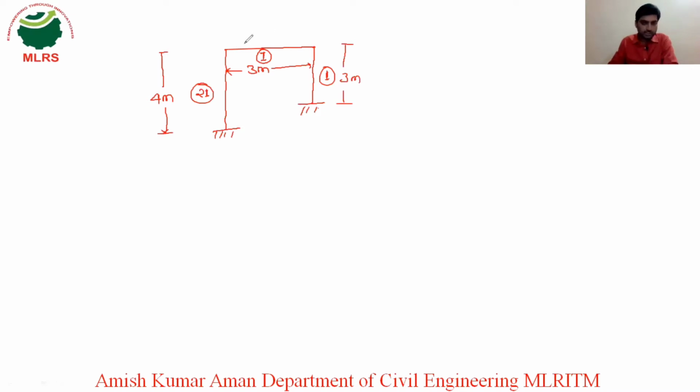One more thing is given, that is a UDL over this BC. What is the intensity of this UDL? Intensity is 50 kilonewton per meter run. Let's name them A, B, C, and D. This is your question. If you see, the size of the legs are different, the moment of inertia of the legs are different, that's why it is a sway frame. So we need to analyze this frame.